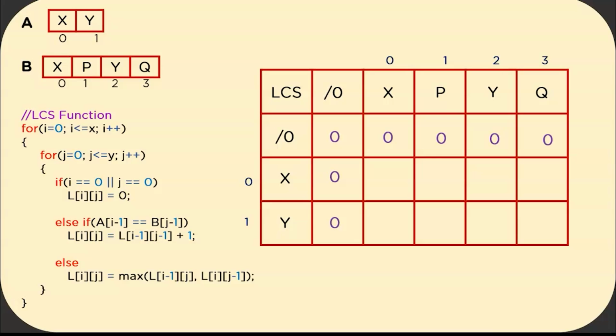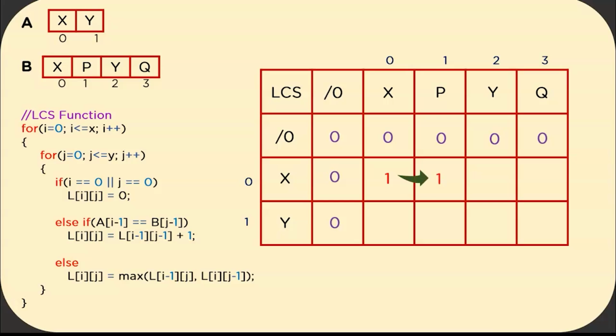Now here, we'll move through the row of character X. For the first iteration, we hit the match. Hence, we'll add 1 to the diagonal element. So, 0 plus 1 will become 1. For the next iteration, we get X and P which do not match.